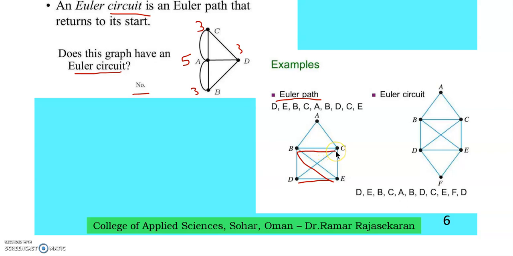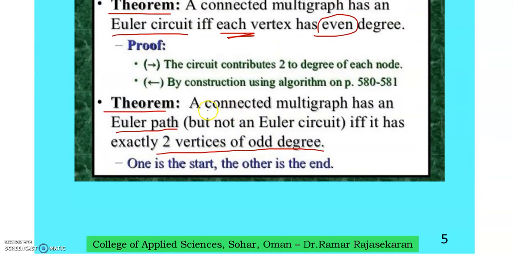You see, I am not repeating the edge. That is important. That is an Euler path. Then A, then B, then D, then C, then E. This is an Euler path. You can write a vertex again, but you cannot repeat the edge. Another condition: a connected multigraph has an Euler path if and only if it has exactly two vertices of odd degree.